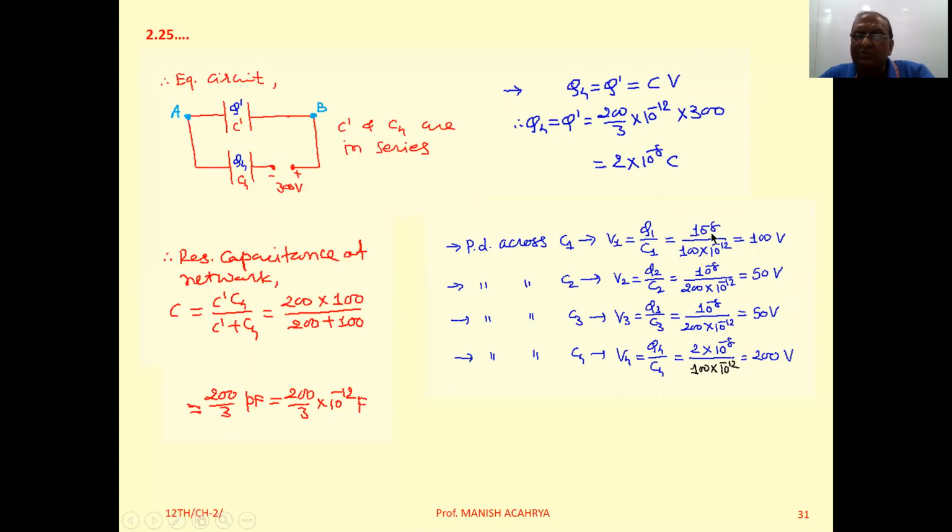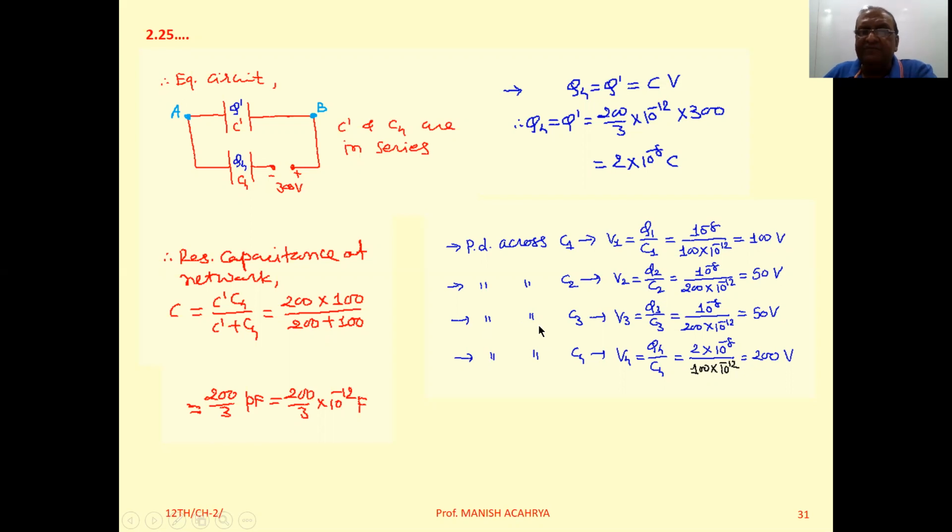Now as per that, potential difference across capacitor C1, that is V1 equal to Q1 by C1. Q1 is 10 raised to minus 8, C1 is 100 picofarad, so that is 100 into 10 raised to minus 12 farad. So you will get the answer 100 volt. Similarly, potential difference across C2, V2 equals Q2 by C2. Q2 is also 10 raised to minus 8 coulomb. C2 is 200 into 10 raised to minus 12 farad. Solve this one, you will get the answer 50 volt.